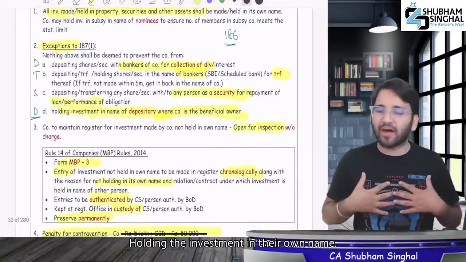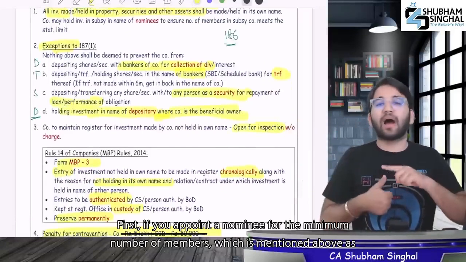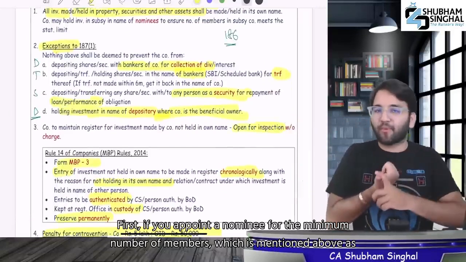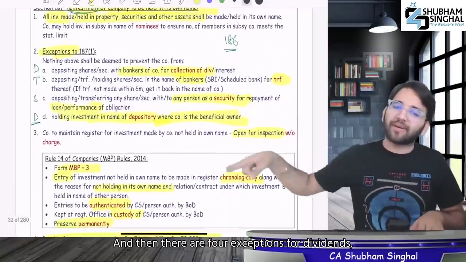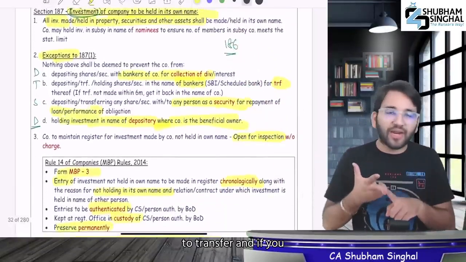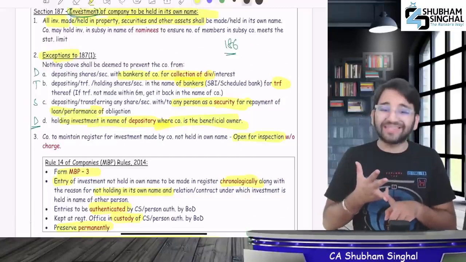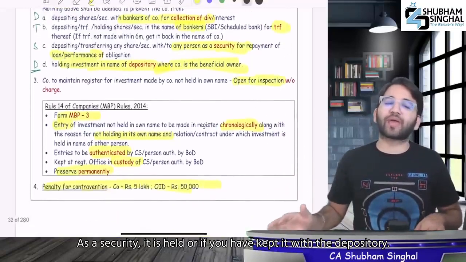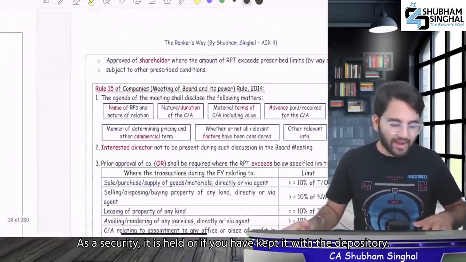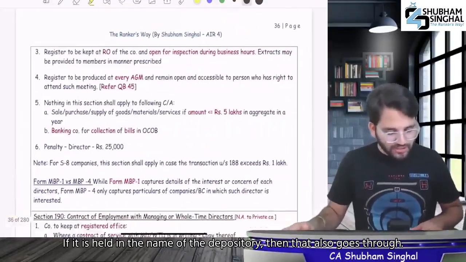Holding investment in your name: remember the 5 exceptions. First, if you appoint a nominee for the minimum number of members, which is mentioned above, then there are 4 exceptions for dividends to transfer. And if you have given it as a security, or if you have given it to the depository, if it's taken in the depository's name, then it's okay.